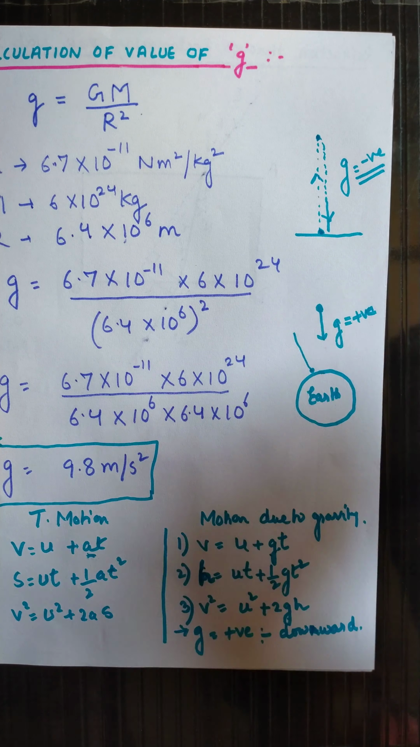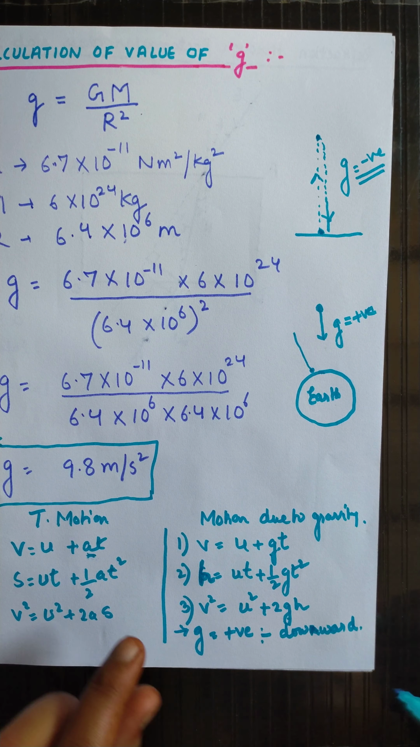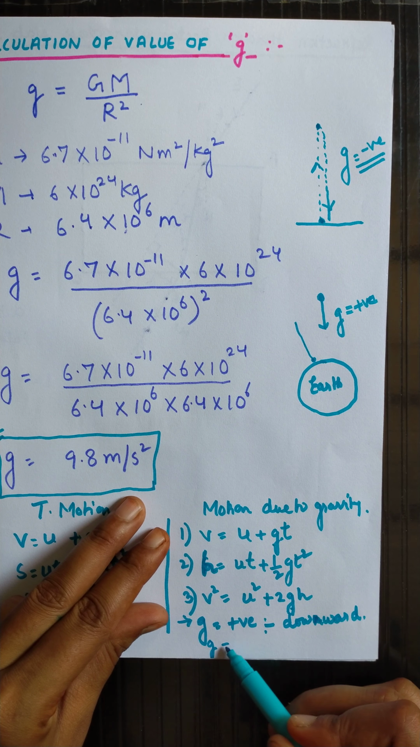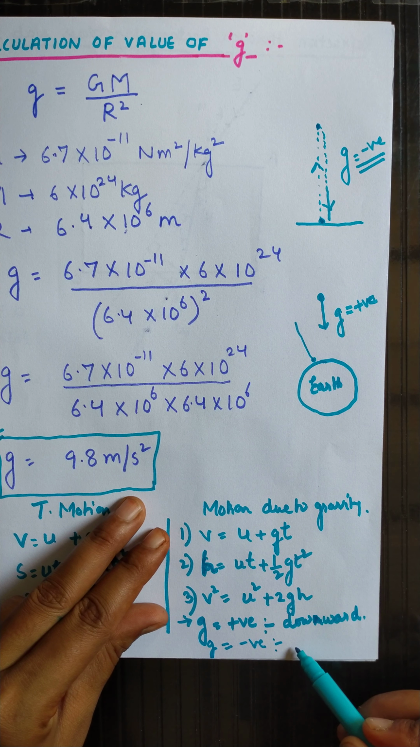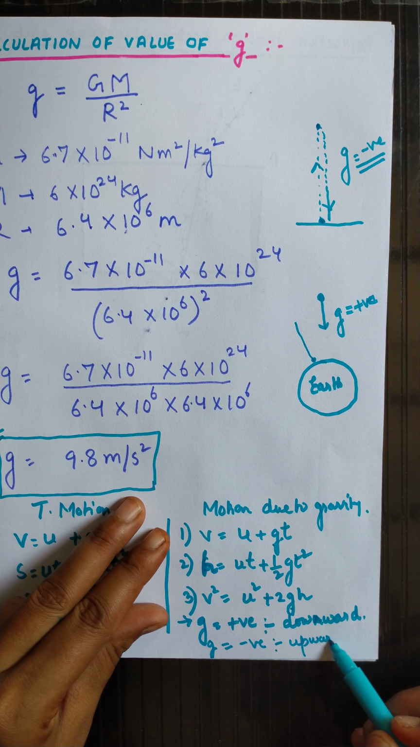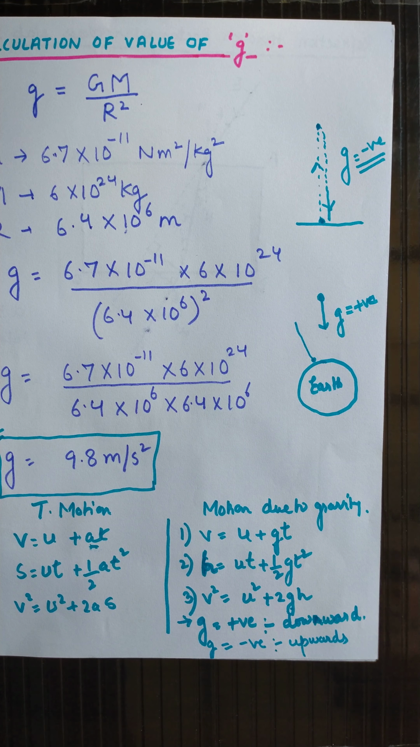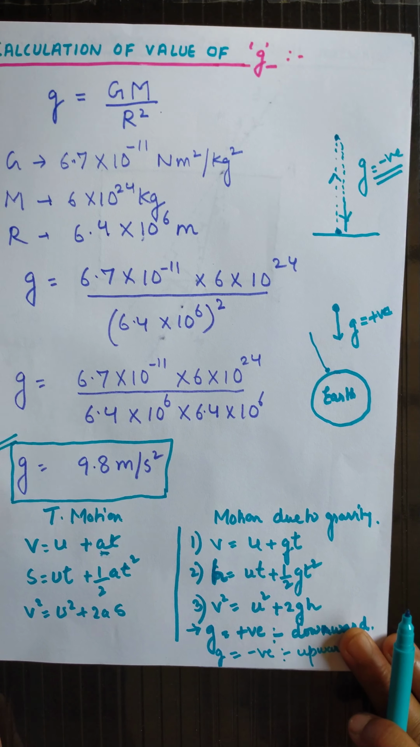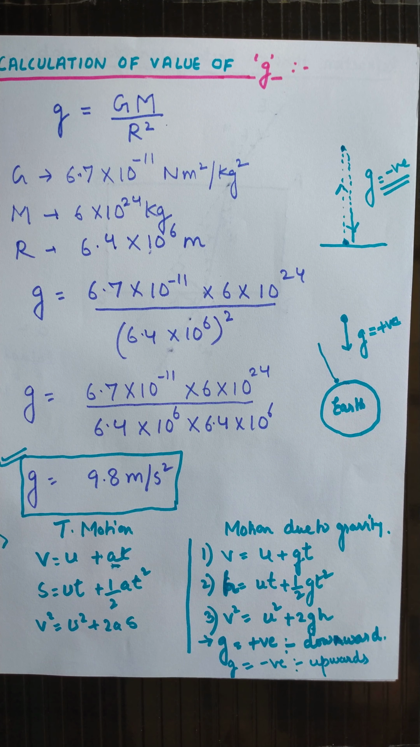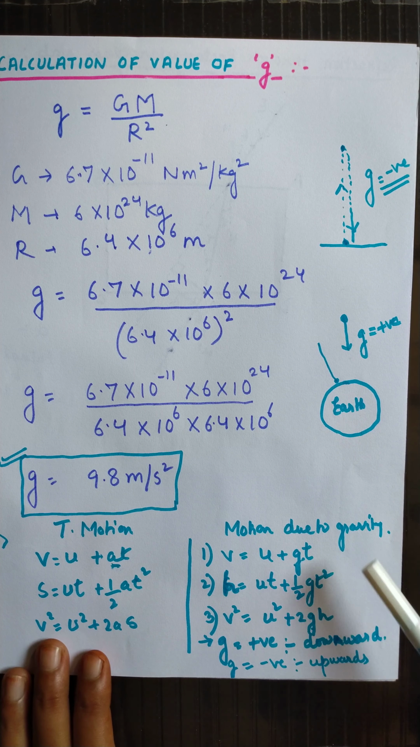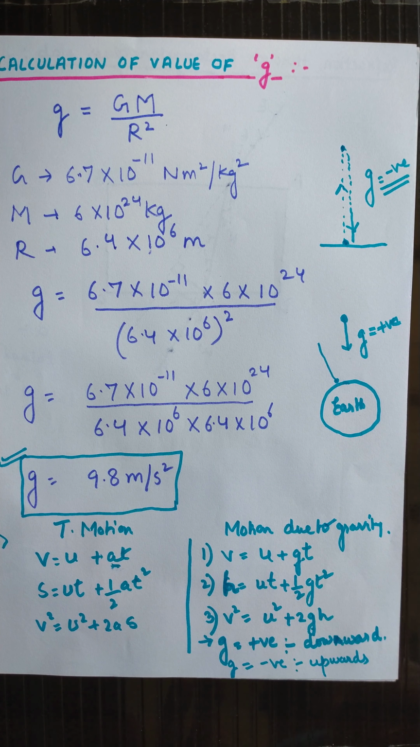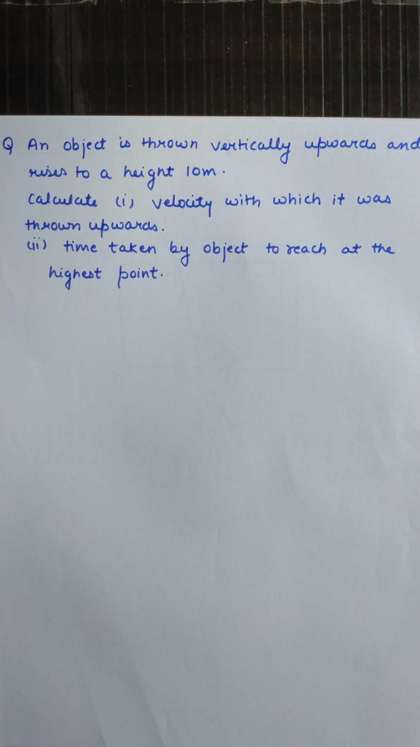Why? Because there is retardation. So the value of g will be negative in an upward throw, or motion of an object against gravity. Okay, so these are the equations. This is all about the calculation of the value of g and the motion due to gravity. These three equations we have to use. Now students, let's discuss a question, example 10.3 given in your book. Let's solve this question.